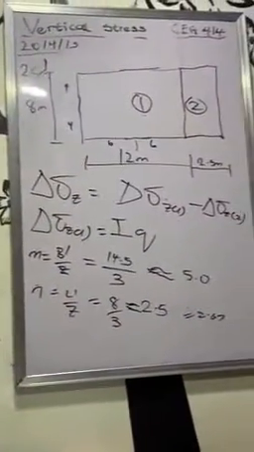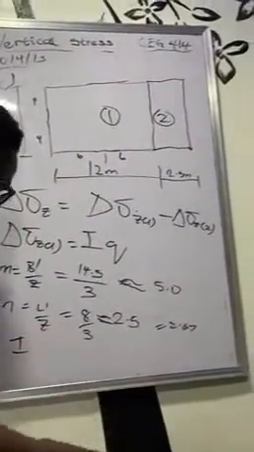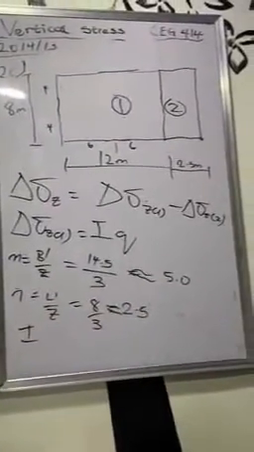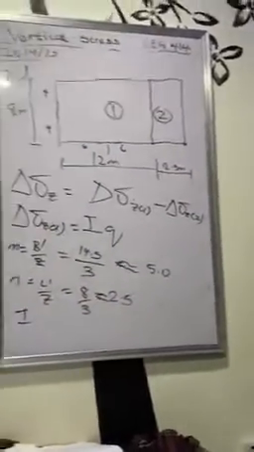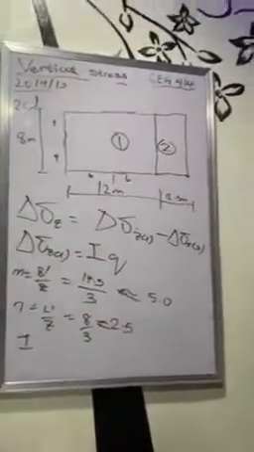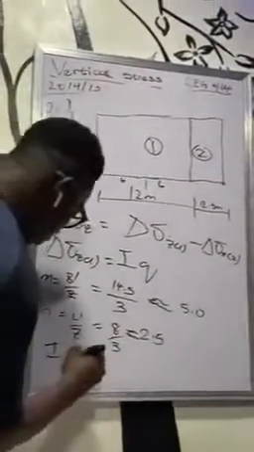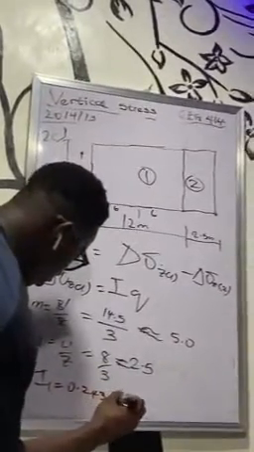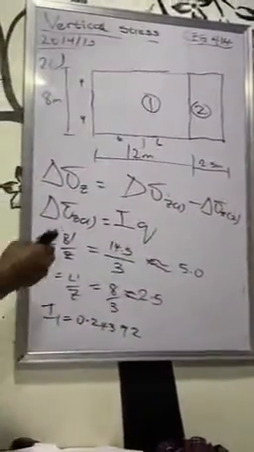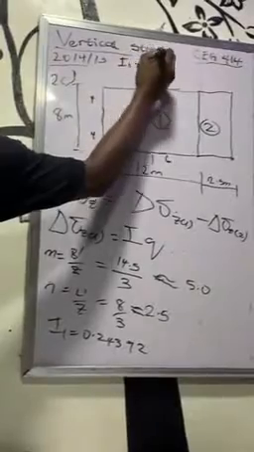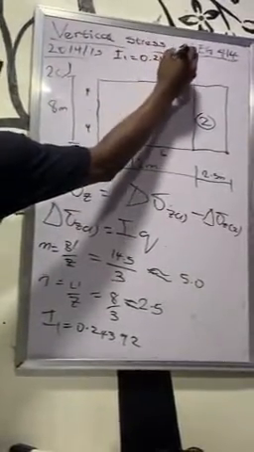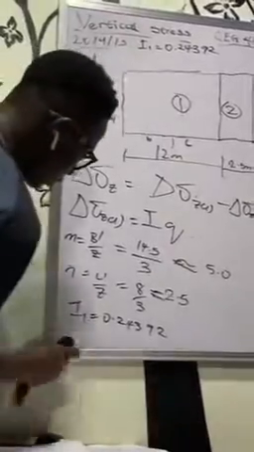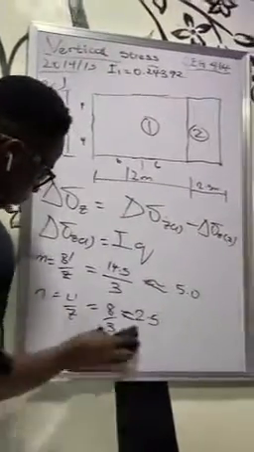So to get the influence factor at 5.0 and 2.5, I should have something like 0.24392. I1 is equal to 0.24392. Let me just find a place to store it. I1 is equal to 0.24392. We'll do this again for the second rectangle, which is the smaller rectangle now.